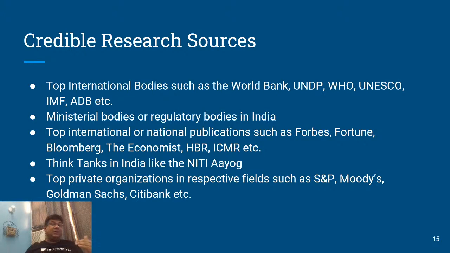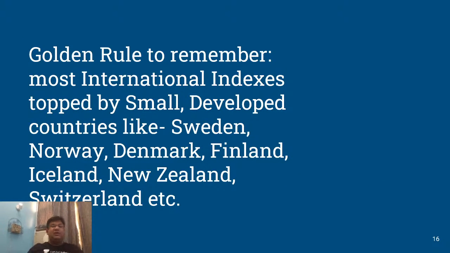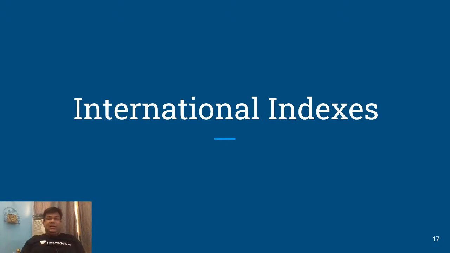Now, developed countries are countries from North America, from Western Europe. Big countries like USA or France or UK or Germany or Japan or Italy, these are developed countries, but because they're big, they have a lot of diversity, they have a lot of inequality also in these countries. But the smaller countries, the ones which I've mentioned, Norway, Sweden, Finland, Denmark, Iceland, New Zealand, Switzerland, these tend to do extremely well across global indices. So let's start with some international indexes.